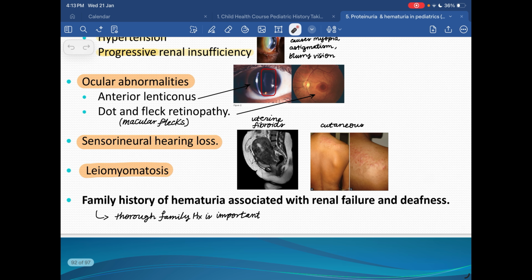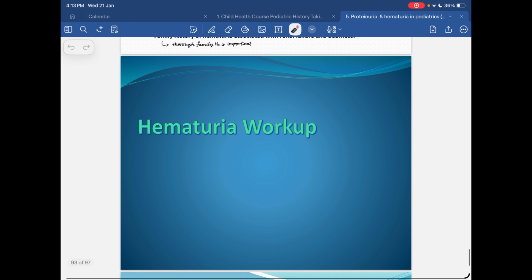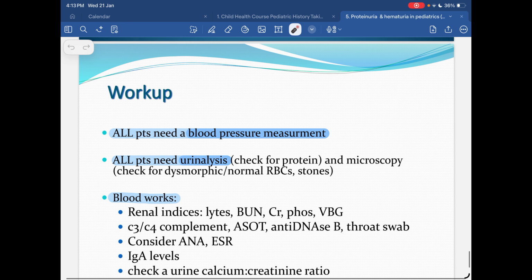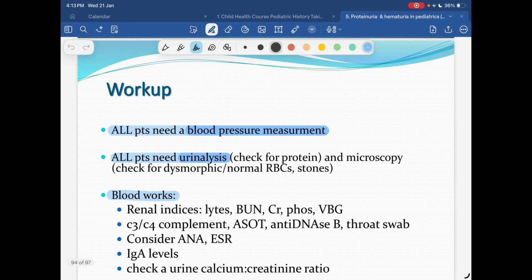So a family history of hematuria associated with renal failure and deafness is significant because Alport syndrome is hereditary. So a thorough family history is important. Now, what would be our workup? So in all cases, we always need to take blood pressure measurements, and all patients will need a urinalysis and microscopy.